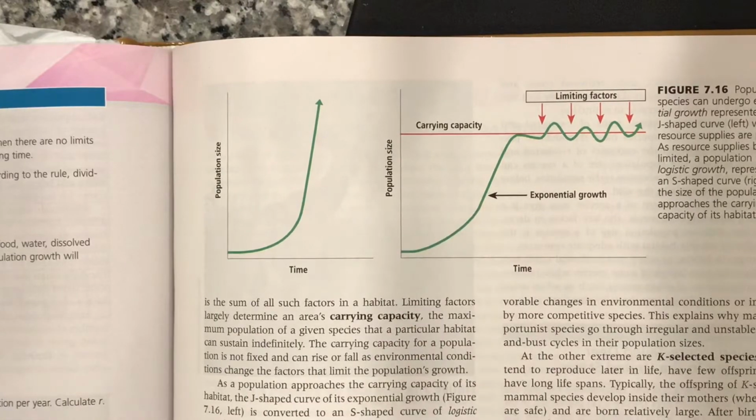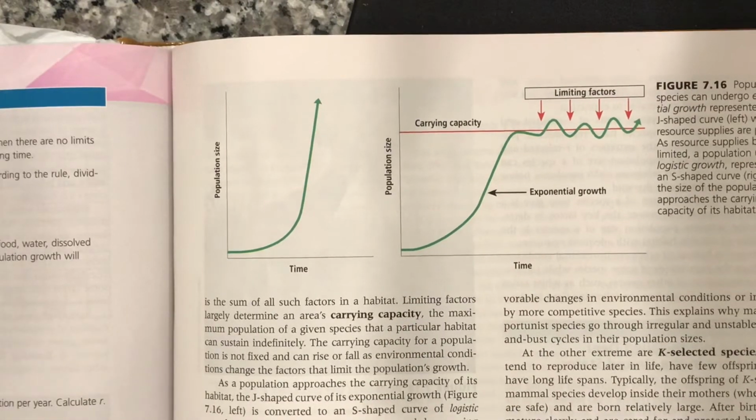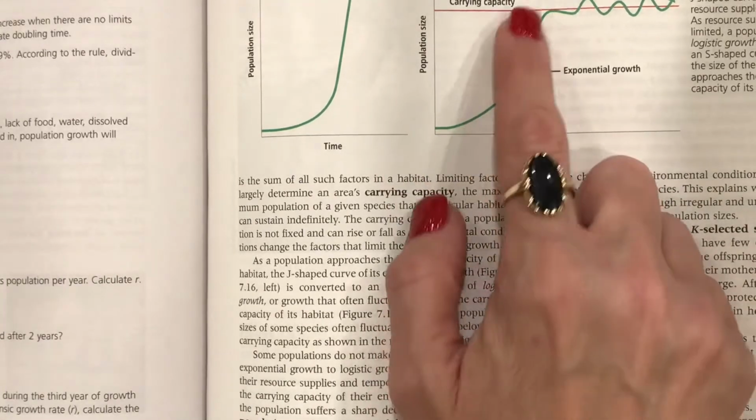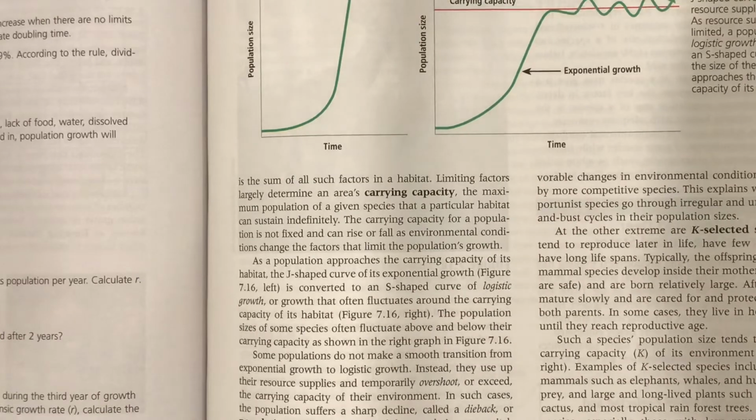Let's see. What is an area's carrying capacity? I went over that. There's the definition right here. And is the carrying capacity fixed for a population or area? No, as I have just detailed. What happens to the exponential growth curve when it approaches the carrying capacity for a given population and area? Again, you have it turn into that S shape.